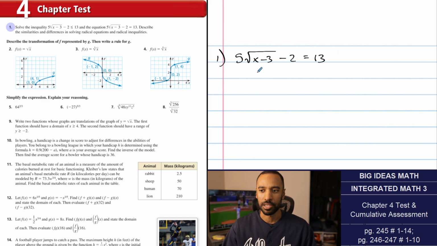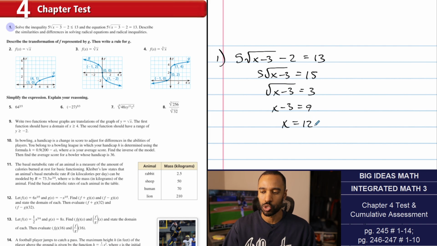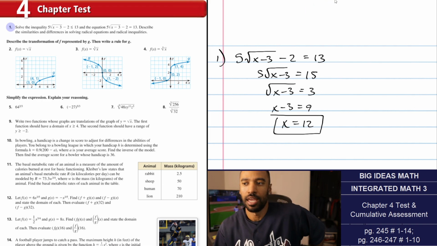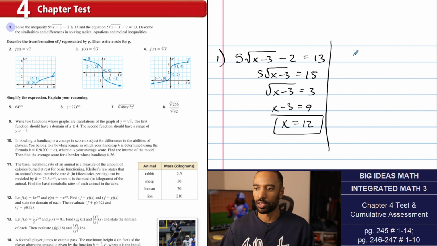I'm going to isolate the radical by adding 2 to both sides, then dividing both sides by 5, and then we square both sides. So x minus 3 equals 9, and then x equals 12 when you add the 3 over. I'm going to double check I even did the numbers right there. I want to make sure that I do get the 12 the same way. I'm not going to check for extraneous solutions. This should work just fine. There was a positive on that side. We're good there. Let's do the inequality version.